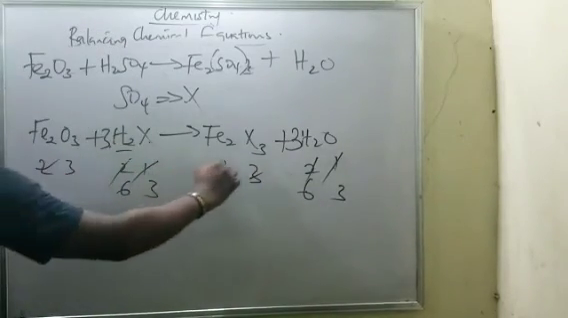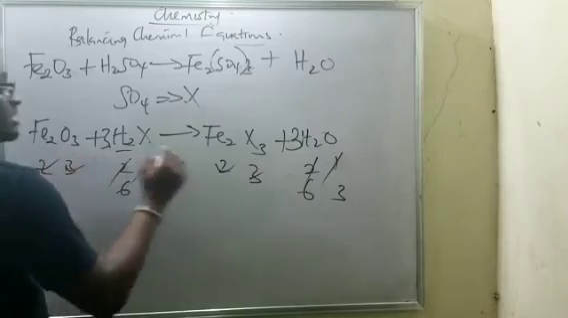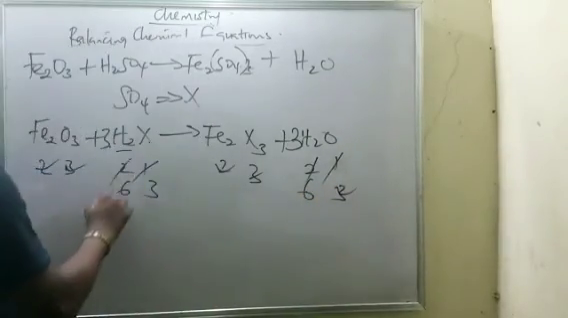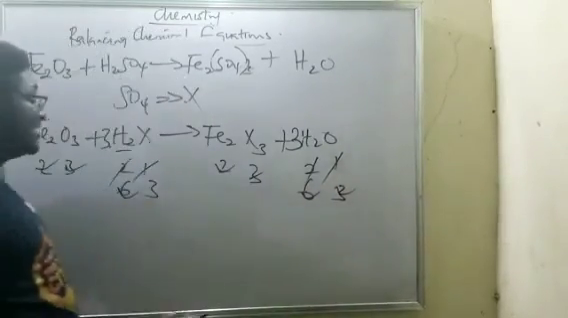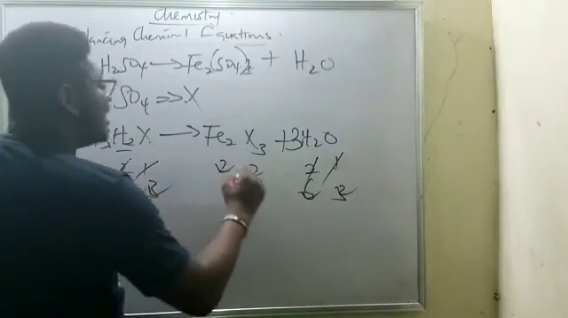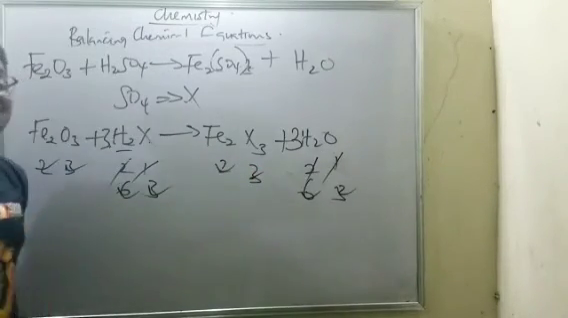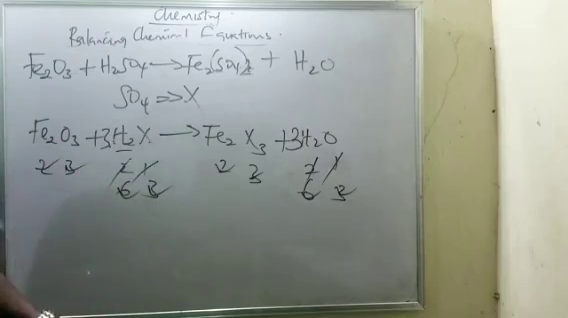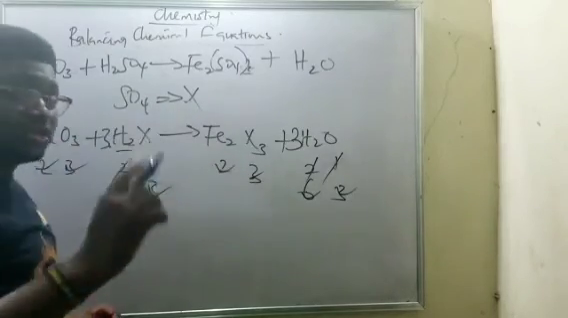So iron is balanced, 2, 2. Oxygen is balanced, 3, 3. Hydrogen is balanced, 6, 6. And before we know it, our X is actually balanced, 3, 3. And remember, now that you have done this, please place your X back to what it used to be.